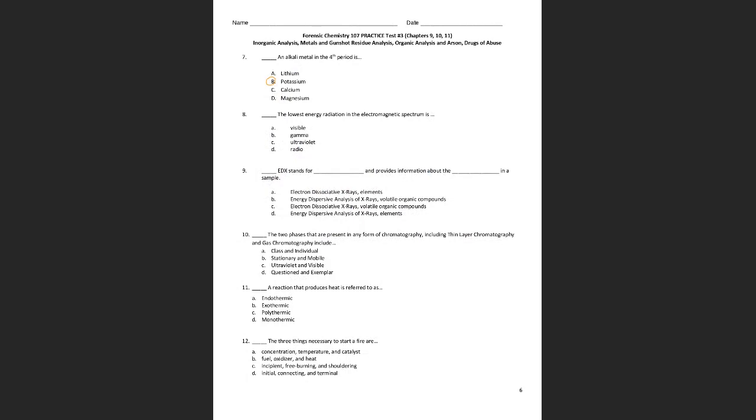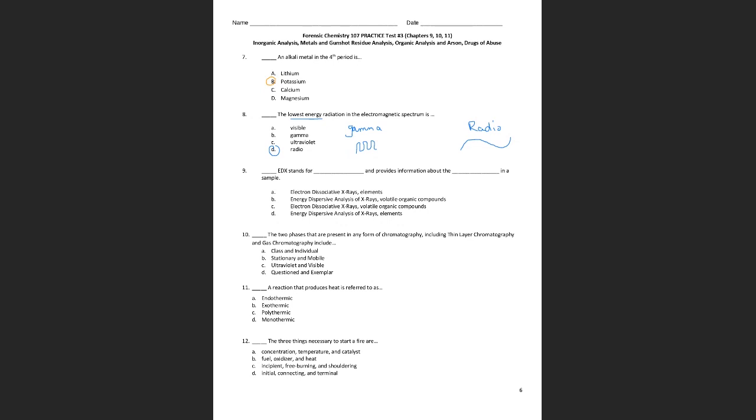The lowest energy radiation in the electromagnetic spectrum, so it goes from gamma, which is the highest energy, shortest wavelength, to radio, which is the lowest energy, longest wavelength. So the lowest energy would be radio. The highest energy would be gamma. Okay.